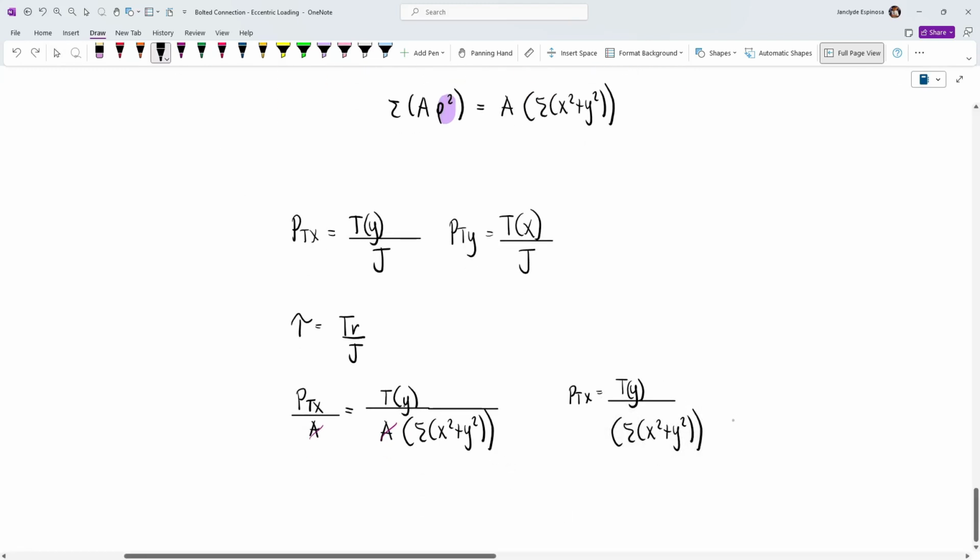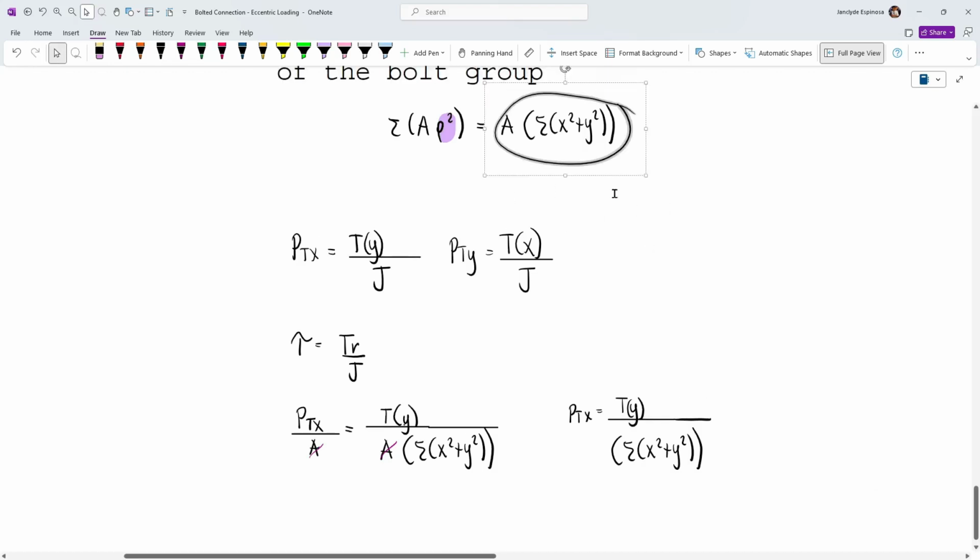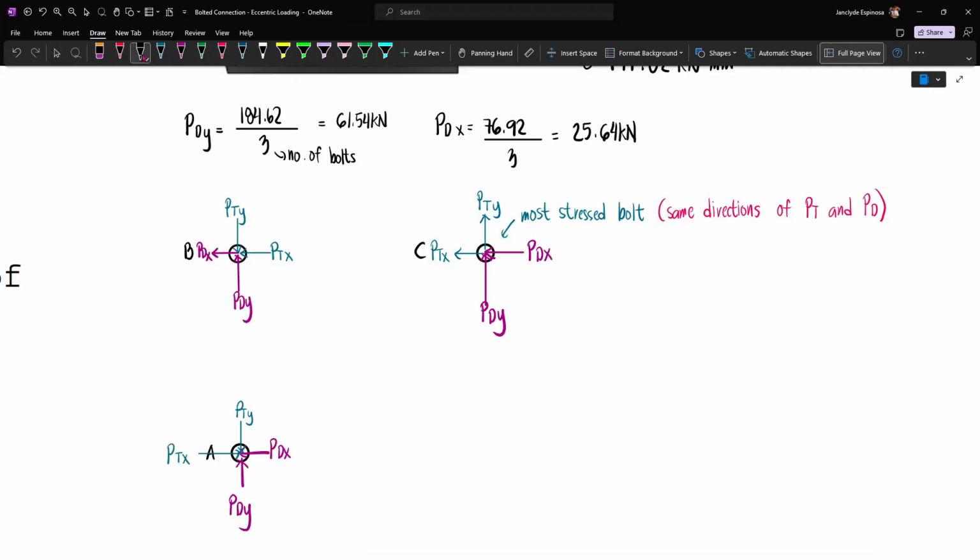Now usually, if you are asked for the moment of inertia of a bolt group, this is the expression that you will use, especially in steel design. However, in mechanics of deformable bodies, you need to use this formula in the calculation of the moment of inertia of the bolt group. And so you have to remember this one. And so going back, we need to first find J.